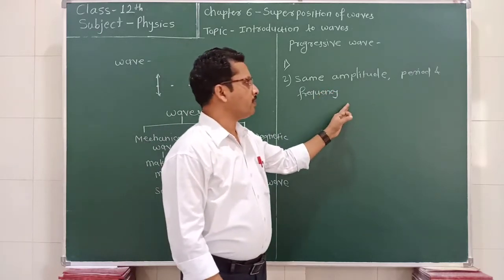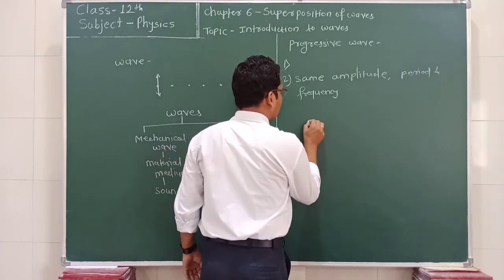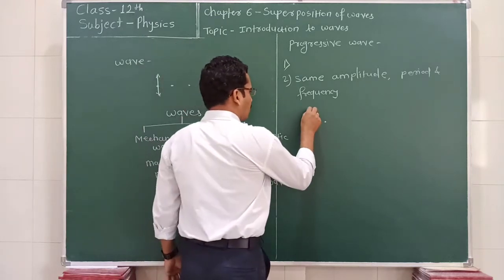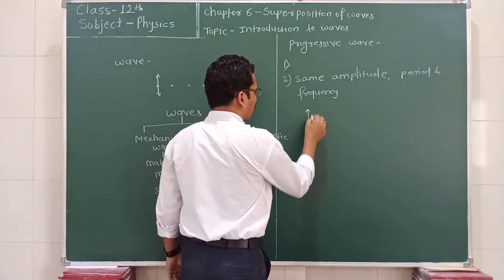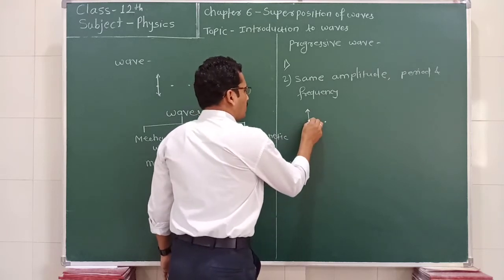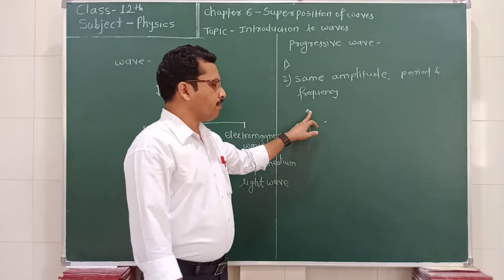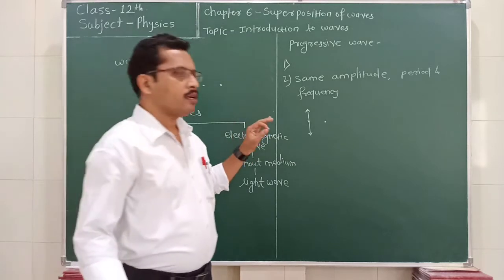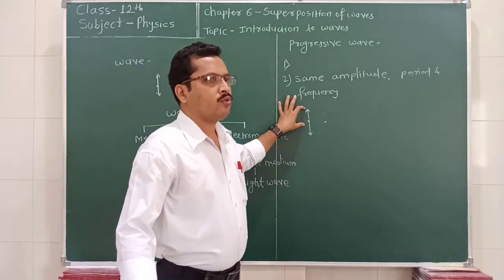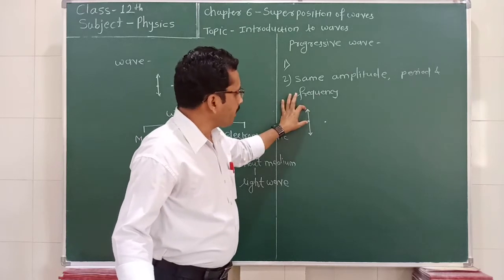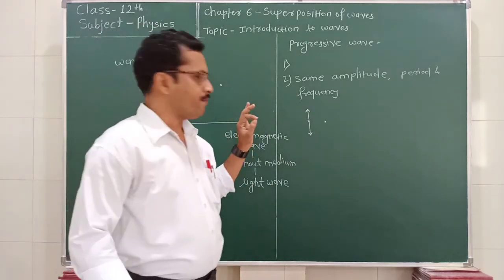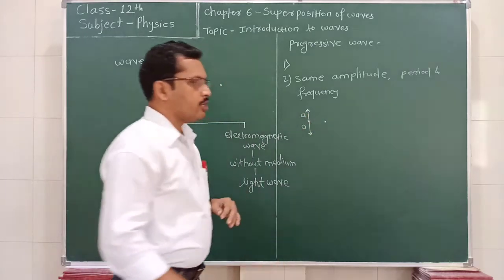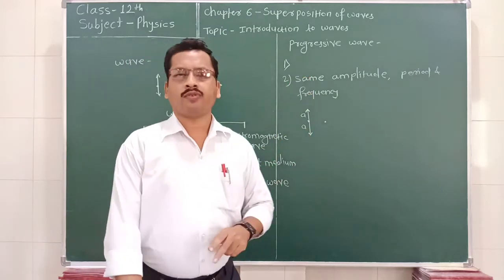What do you mean by amplitude? Consider these particles through which a progressive wave is traveling. They are performing simple harmonic motion. The maximum displacement up to which the particle can travel in the upward direction, or in the downward direction, is called the amplitude. So this is the amplitude and this is again the amplitude of this progressive wave.